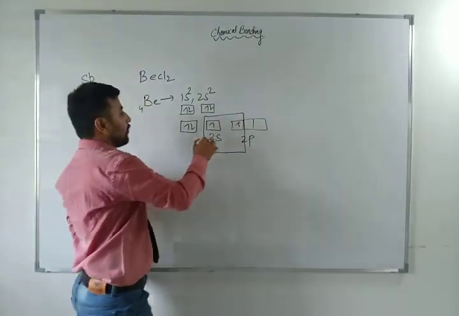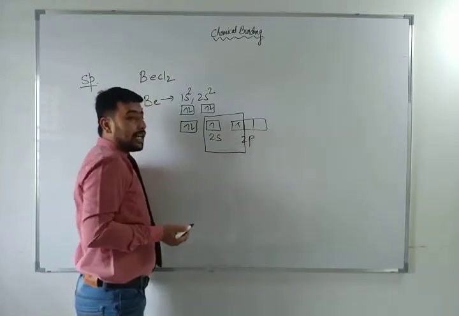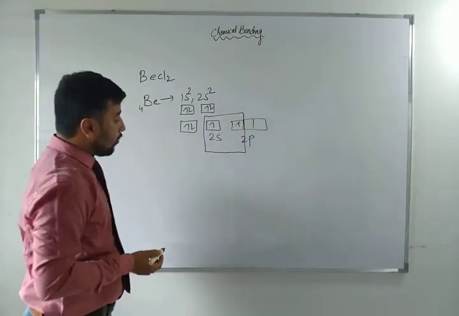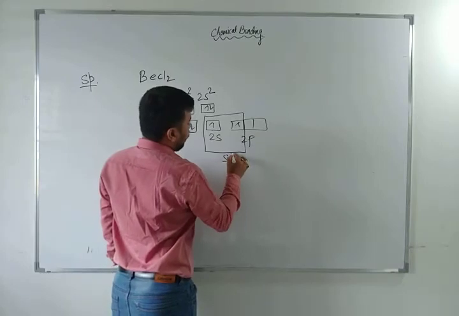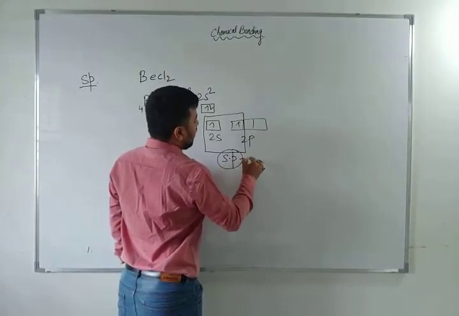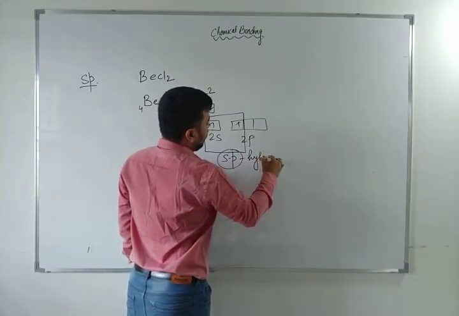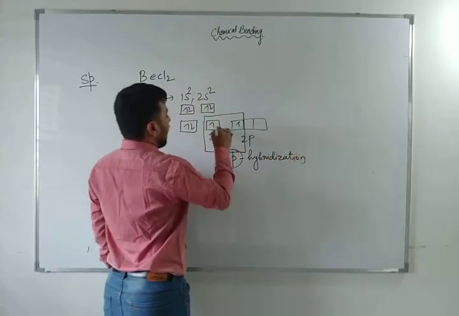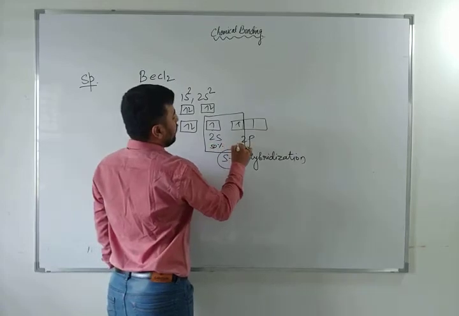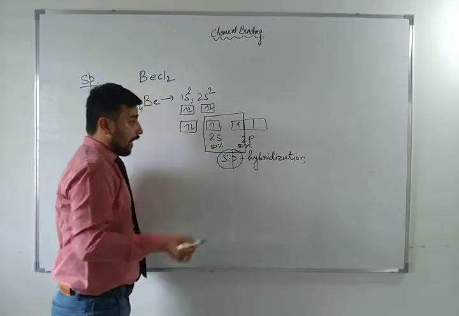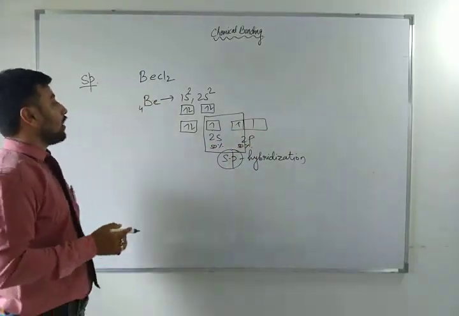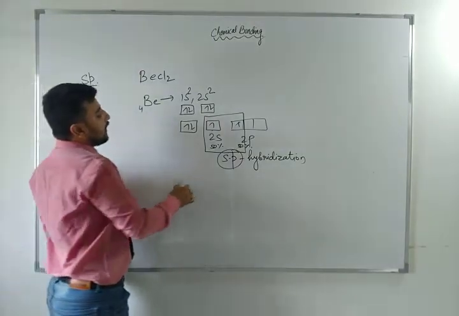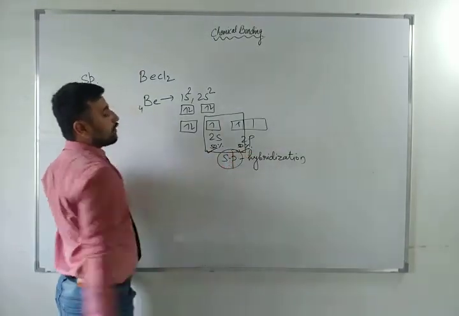In these hybrid orbitals, one electron can be accommodated in each, and then there will be formation of sp hybridization. S will be 50% and P will be 50%. If anybody asks you about the characteristics of sp hybridization, s is 50% characterized and p is 50% characterized.